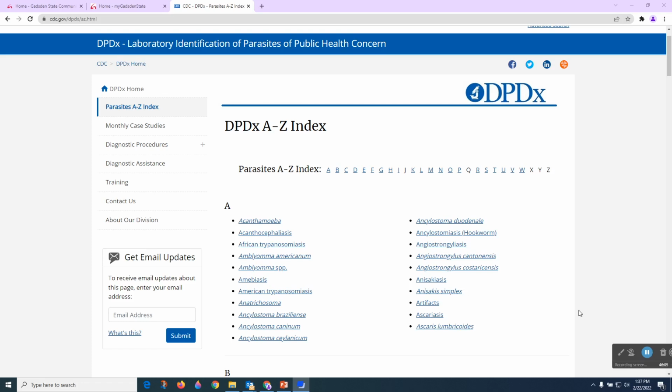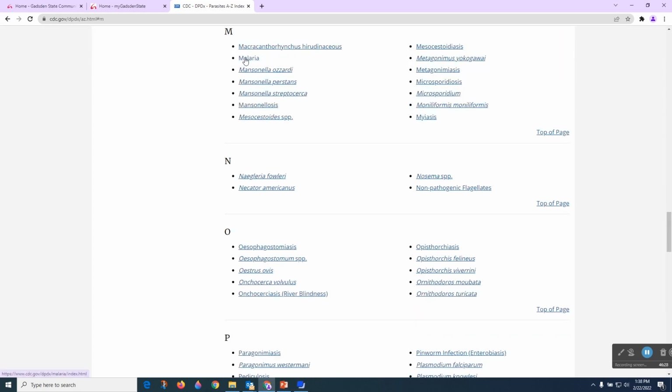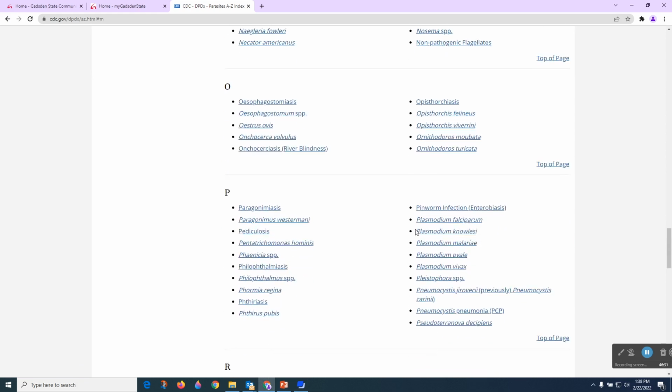So this is that link, that CDC website, DPDX. Just one example. The main thing we're going to use is this A through Z index. And to start out with, just quickly, one I'll show you. Malaria. Malaria is caused by an organism called Plasmodium. So I can click on M for malaria and pull it up here, or I can go down here and see the different Plasmodium species: Plasmodium falciparum, malariae, ovale, vivax. There's 5 of those here. We can click on any one of those, or just the malaria. It's going to show all of that to me.